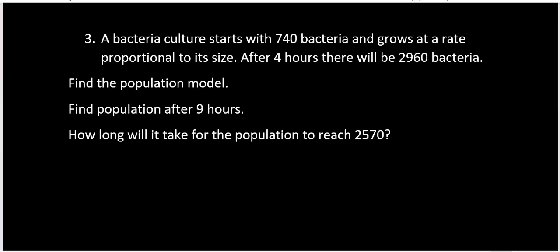So first of all, look at the question. It says bacteria size. So let me call the size of the population P. And then the rate of change of the population is dP/dt. Now they are saying that dP/dt is proportional to its size, right? And from the proportionality, you can take a constant. You will say that dP/dt equals kP. So k is the proportionality constant.